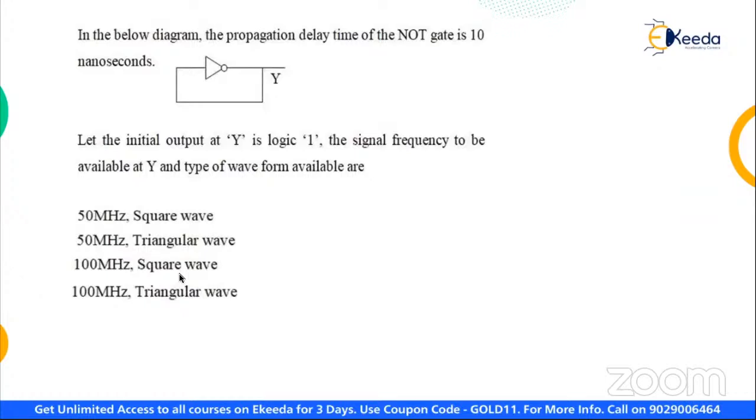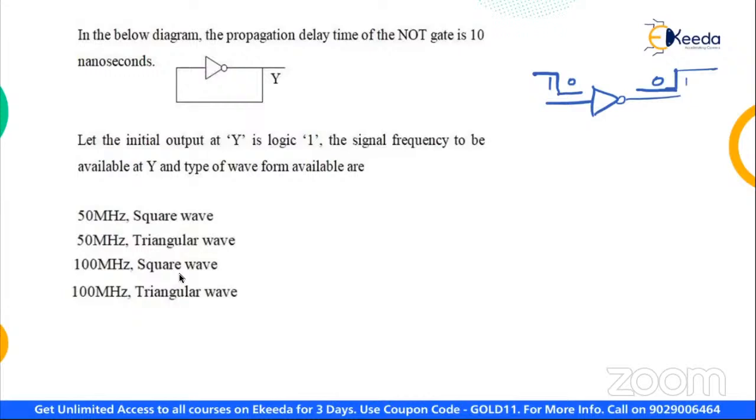Okay, so in this diagram, the propagation delay for NOT gate is 10 nanoseconds. What is the propagation delay? I'm sure you know that. For example, let me tell you, initially assume that output was zero here. It means by default input was one. So let us say this was zero. The moment this one changes to zero, this zero should change to one. Immediately, it should change to one.